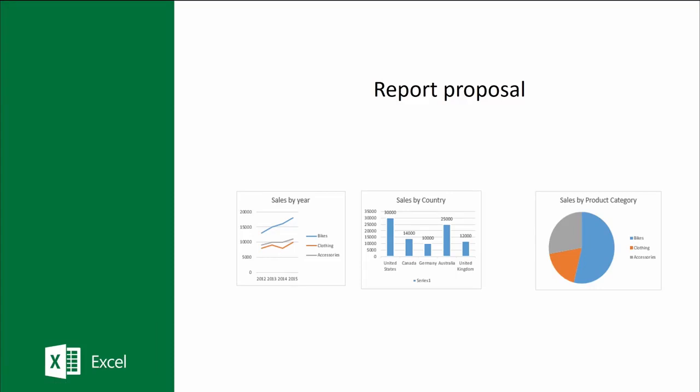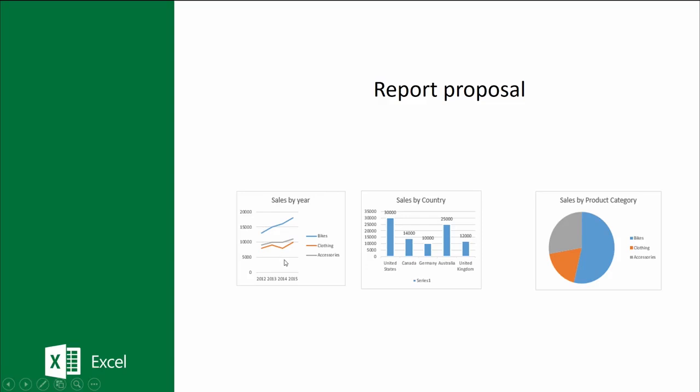So I was thinking of taking some aspects, along some axes, along the year. So show sales by year for each category of product that we sell, sales by country, and sales by product category altogether, different types of charts to show the performance of our company.